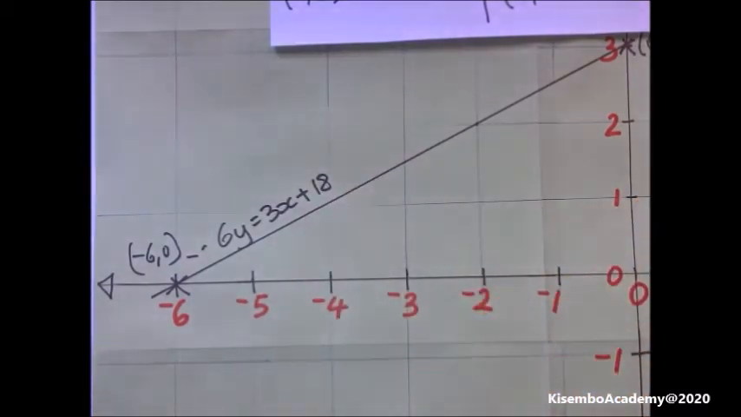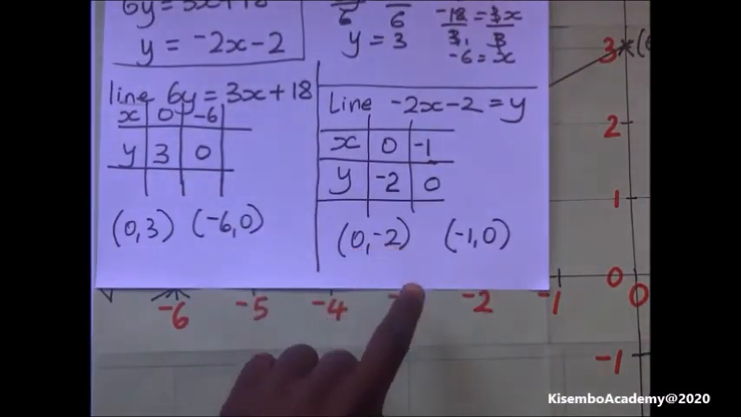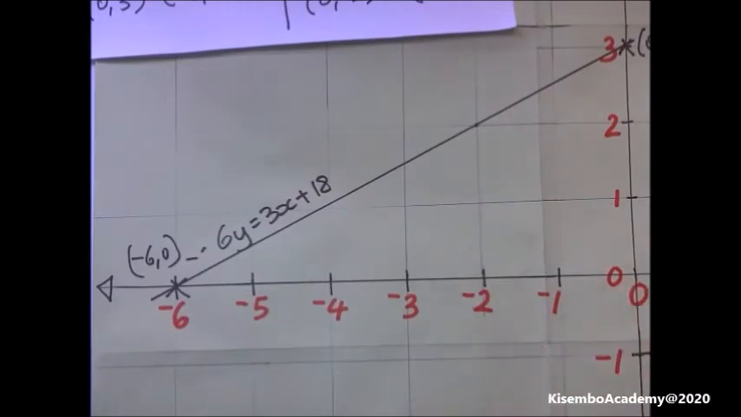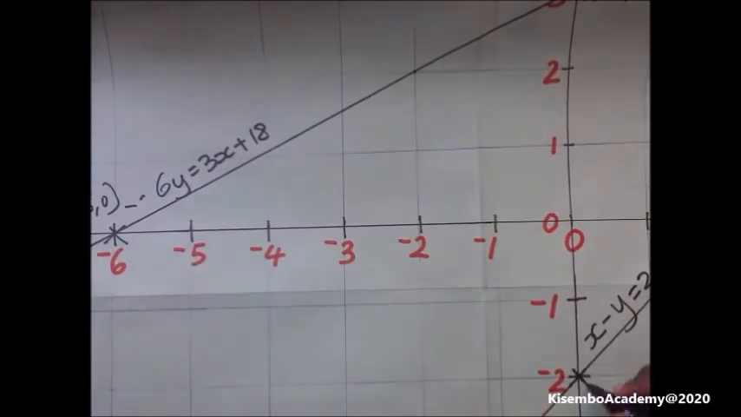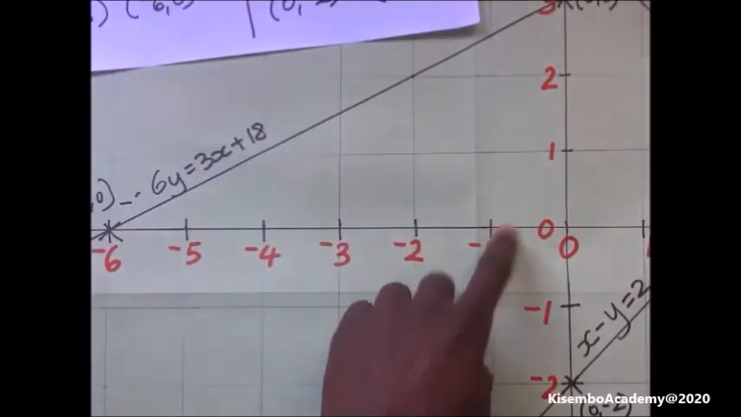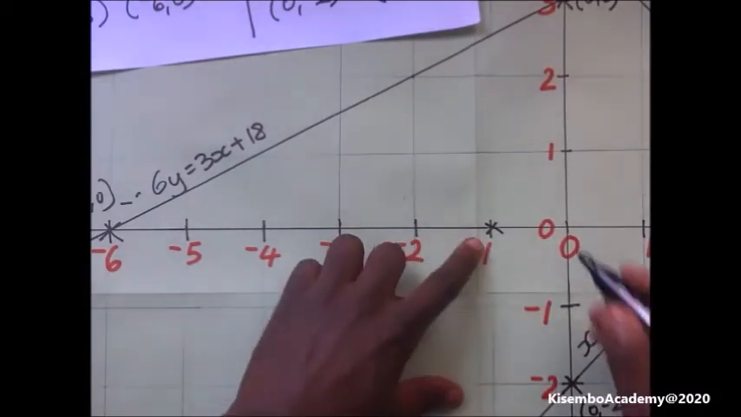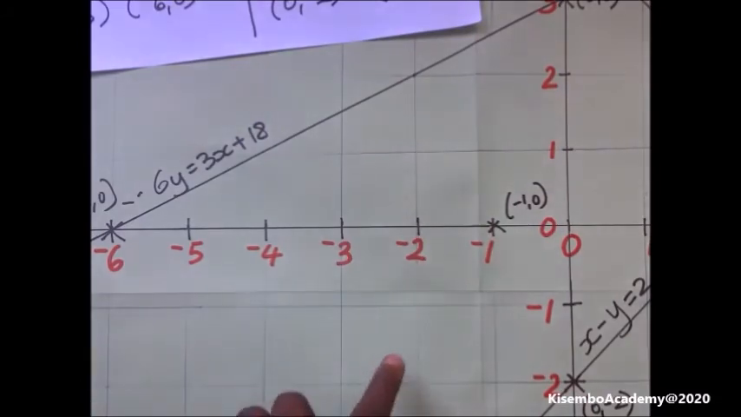So let's go ahead and draw the other line, which has the points (0, -2) and (-1, 0). We'll begin with (0, -2), which is down here. (0, -2) is right there. Then we have (-1, 0). (-1, 0) is right there. So when we connect these two points, this is what we have.